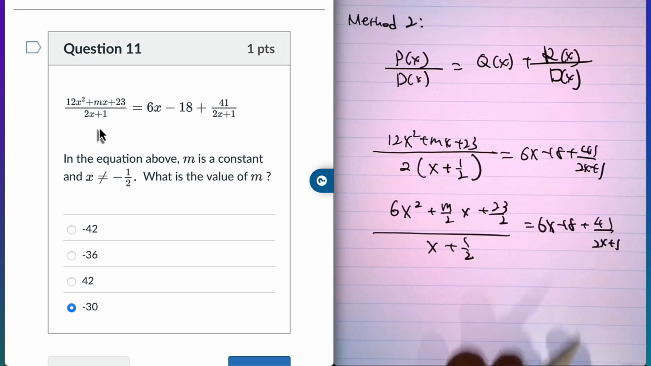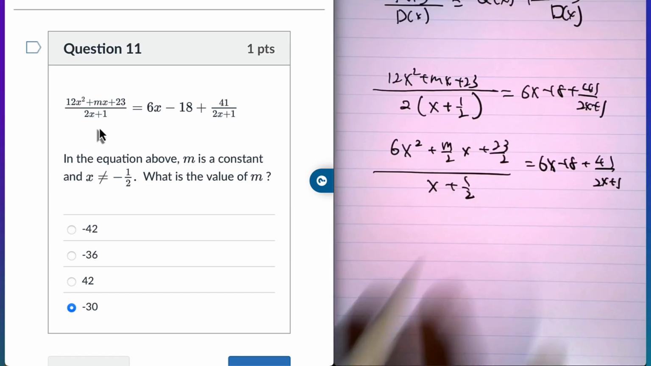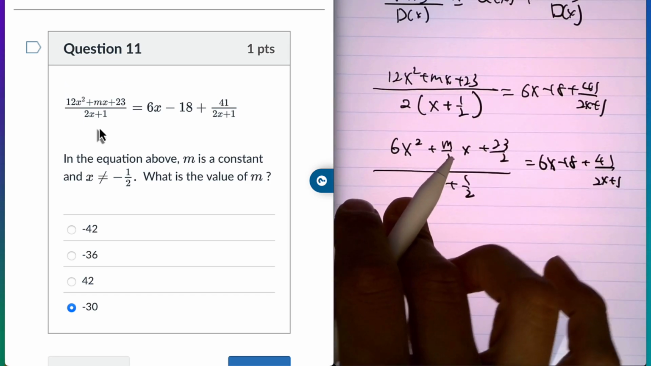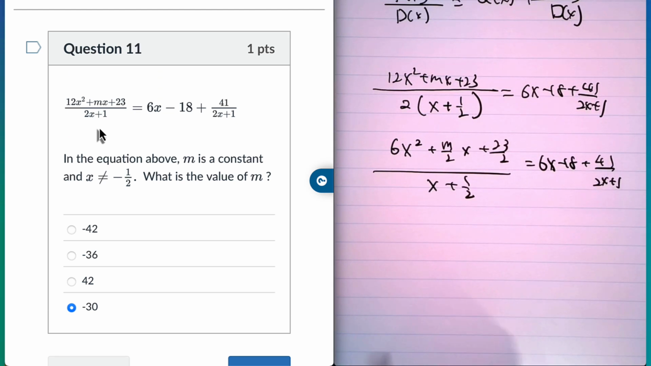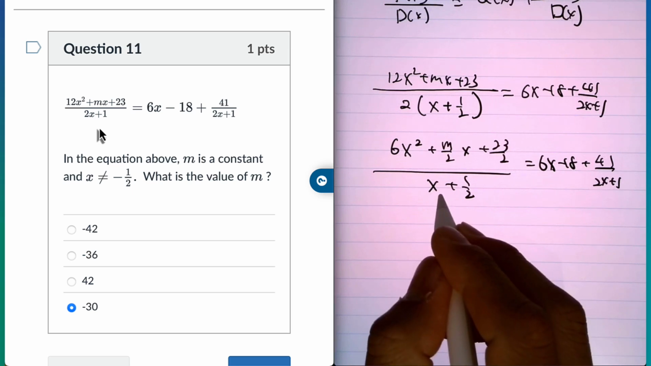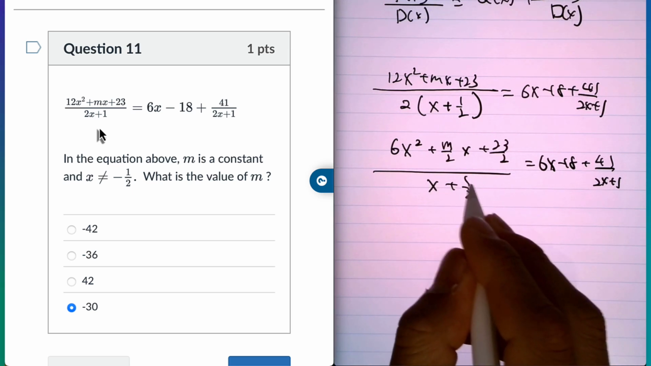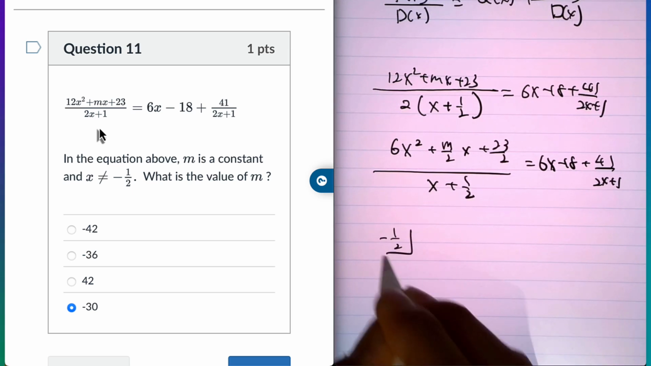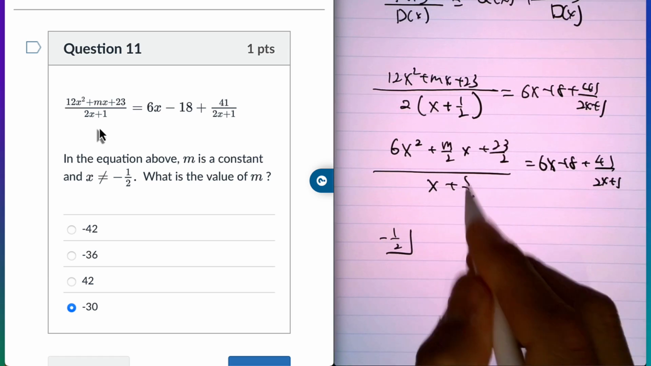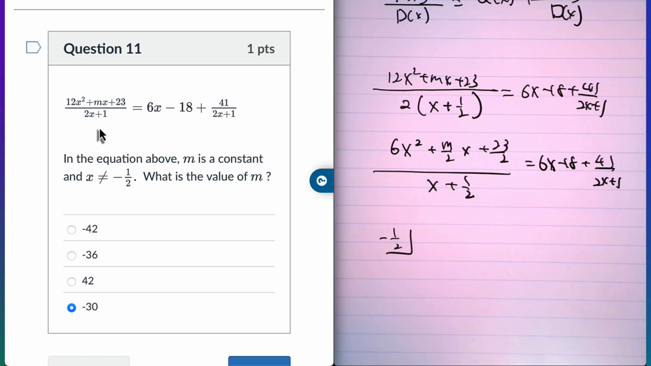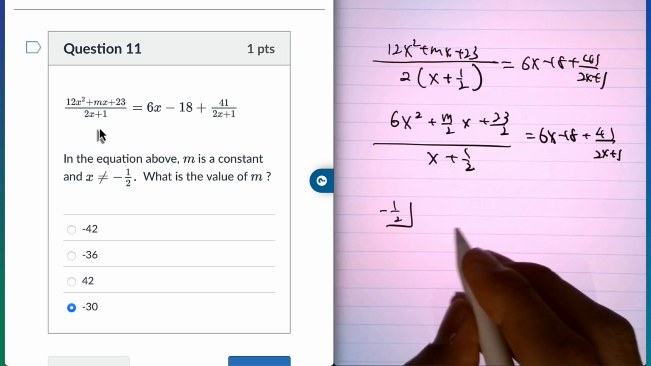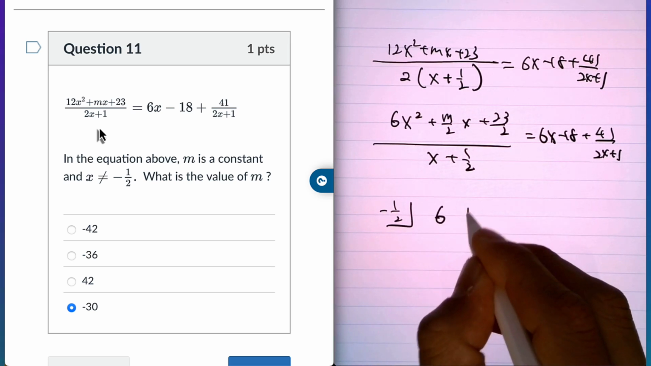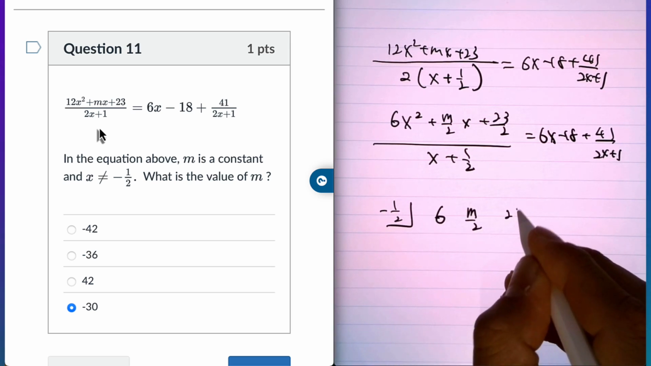Again, I'm not going to manipulate the right side. I'm only going to work on the left side here. And you'll see that this is a quotient, that's a remainder. So remember the rule. In reality, it's x minus negative 1/2. That's why you put negative 1/2 here. But just to take a shortcut, just set the bottom equal to 0, and you get x equals negative 1/2. Put it in the upper left window. Now you want to take the coefficients of the polynomial in the numerator. You get 6, m over 2, and 23 over 2.